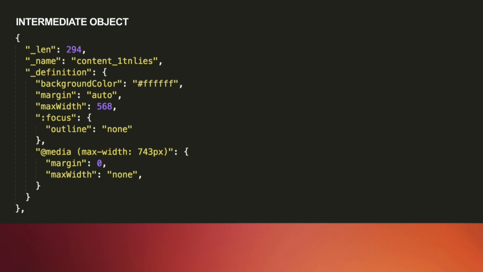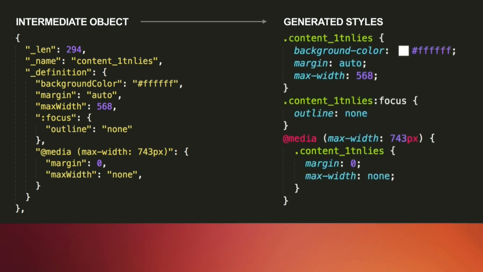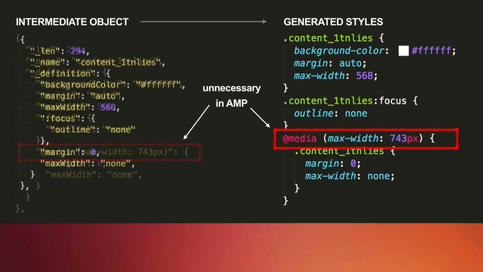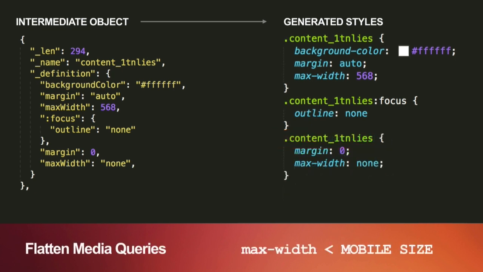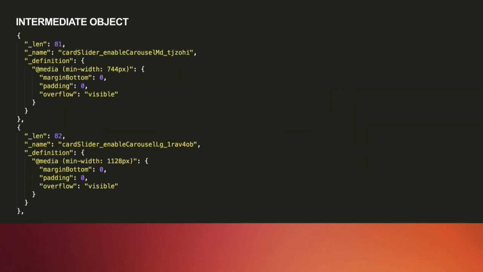So this is a look at what the intermediate object looks like when you call the CSS function. And the cool thing about this is that since it's just a JSON object, it's easy to transform. And the resulting styles look like this on the right. Now notice here that we have max-width 743 pixels. These styles will always be shown in an AMP page. So it turns out we can just eliminate this line of code. So the rule here is if max-width is less than or equal to the mobile size, you can just remove the media query and preserve the styles.